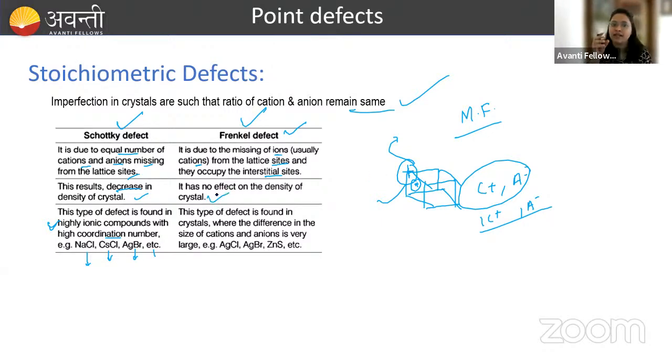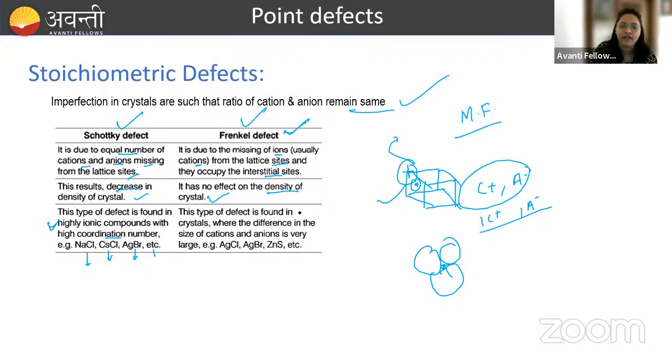Okay, it was present at the lattice site, but now it is present at the interstitial site, which has formed between the atoms. What is an interstitial site? If this is one atom, this is another atom, and this is a third atom, there is a formation of an interstitial site here. So that cation is going to sit in the given crystal lattice only. It is not missing. That's why this is known as a Frenkel defect, and there will be no change in the density of a given crystal system during a Frenkel defect.